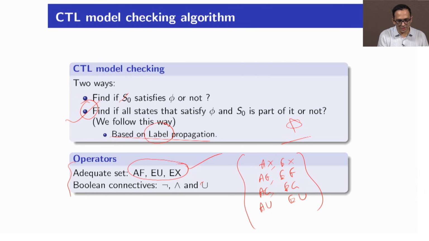And for Boolean connectives, it is negation and or, right? So we will identify the algorithm for these, and if something is written with other operators like AX, AU, AG and so on, we will convert them into these using equivalent expressions, right? So we are only bothered about the algorithm based on these.